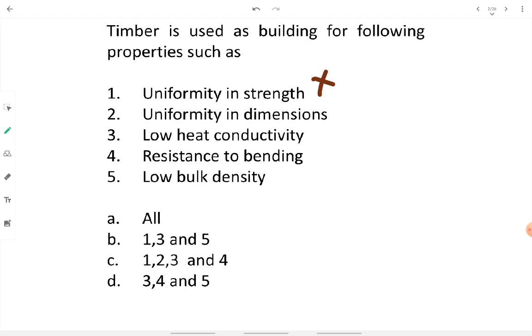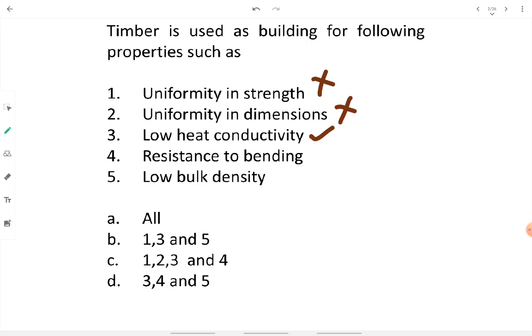Okay, then uniformity in dimension, no. After we are cutting down the timber, when we are processing it, only when the timber is converted does it have the uniformity in dimension. Timber which is available does not have the uniform dimensions. Therefore point number 2 is incorrect. Then low heat conductivity, yes, this one is true regarding timber. Timber is a kind of insulator. In building construction applications, we are using timber or wooden flooring which has low heat conductivity, or we can say it is a kind of insulator. It does not lose heat or gain heat.